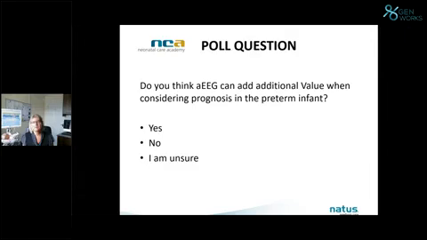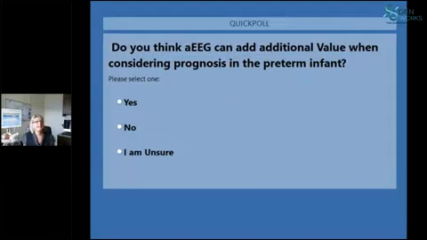So I am going to launch another poll question for you guys. Do you think AEEG can add additional value when considering prognosis in the preterm infant? Given the evidence we've just looked at, do you think, yes, it can give you additional value? No, you don't think it gives additional value, or are you still unsure? And that's fine to still be unsure.